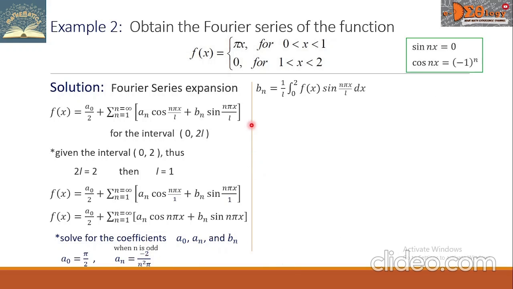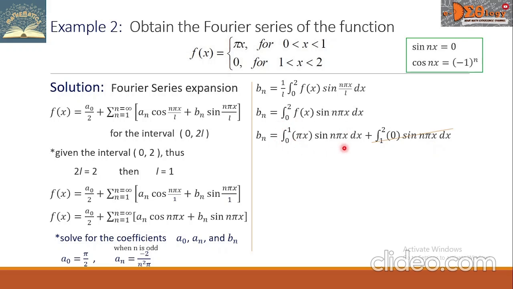Then we proceed to b sub n. This is our formula. We learned that L is equal to 1, so we can simplify our formula like this. Then let us write the b sub n value with respect to our piecewise function. It becomes like this. We have two integrals. For the second integral, because the function is 0, we can cancel this out. Then we will solve the first integral for the value of b sub n.